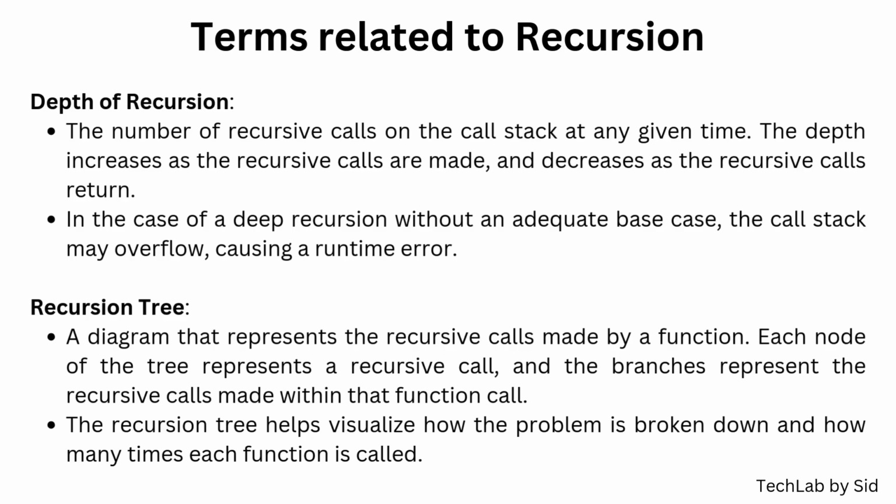Recursion tree. A diagram that represents the recursive calls made by a function. Each node of the tree represents a recursive call, and the branches represent the recursive calls made within that function call. The recursion tree helps visualize how the problem is broken down and how many times each function is called.